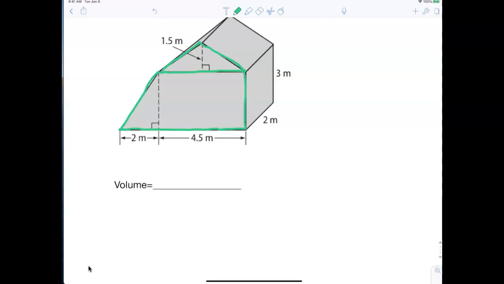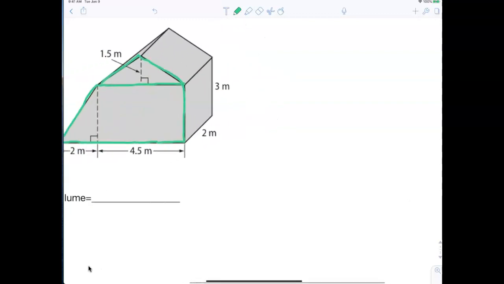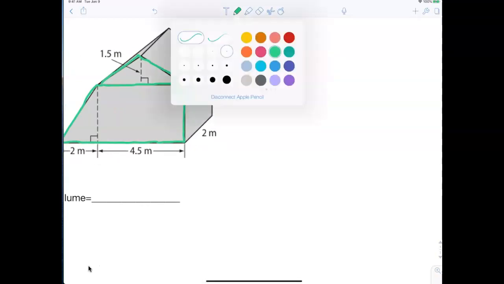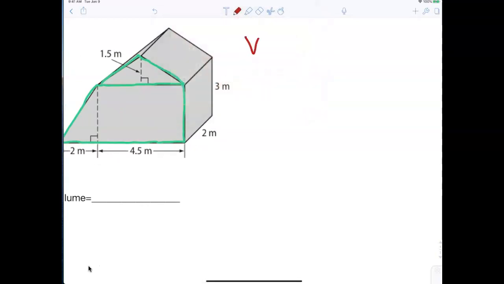So now we're going to do volume again. I want everybody to make it nice and big. I want to make sure that you're understanding what I'm saying. Volume is equal to area of the base times the height.